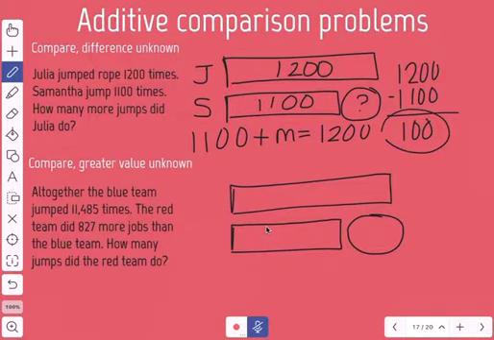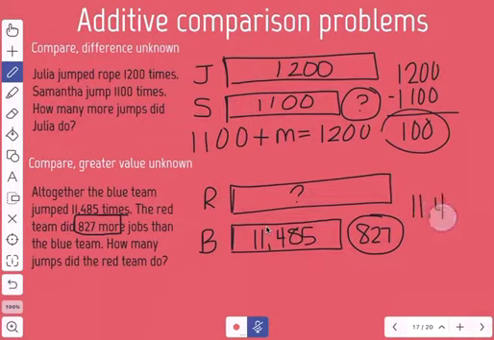Interesting. So red is actually greater. So I'm going to put red on top, blue on the bottom. I know blue jumped 11,485 times. I know that this is my comparison language, so I'm going to put that in here. And the question asks me how many times did the red team jump, or how many jumps did they do. So that's what I'm trying to find. So I know that if I do 11,485 plus 827, I will get my answer.